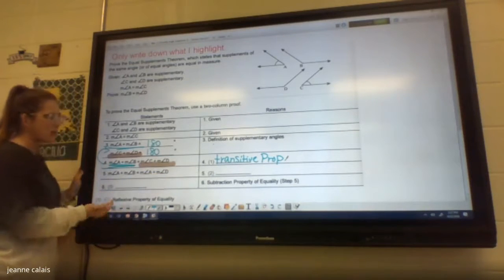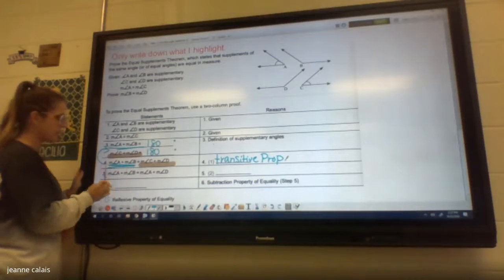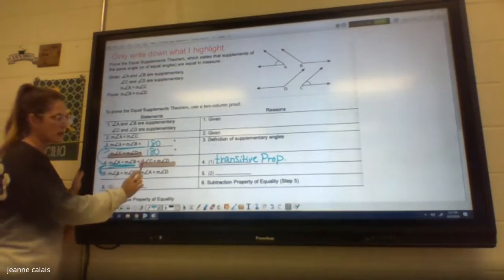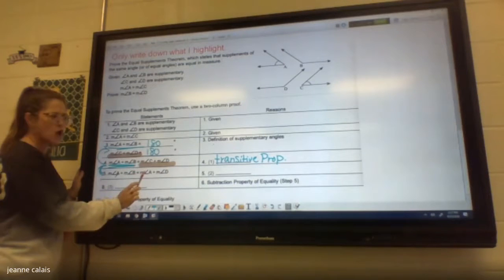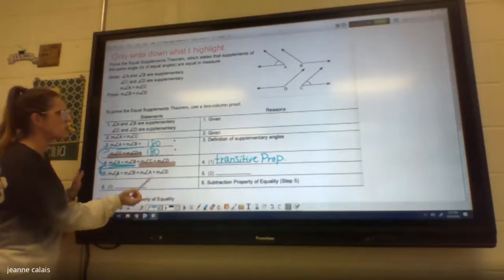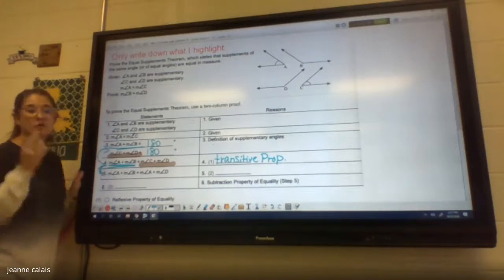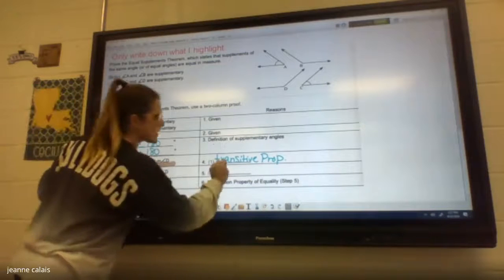Now, in 5, what changed? What's different from 4 to 5? What changed right here? A is the same. B is the same. It was C. Now it's A. And D is the same. So what do we do? Well, in step 2, we were told that A and C are the same. So they can be substituted for one another. So that's substitution.